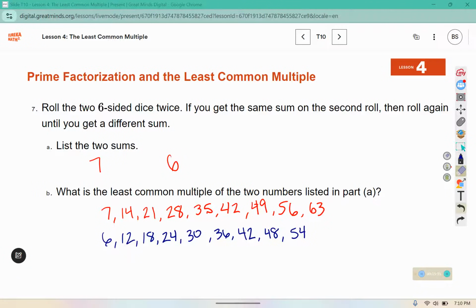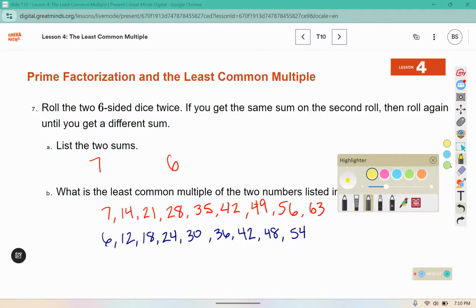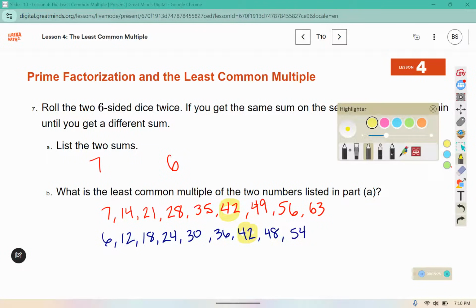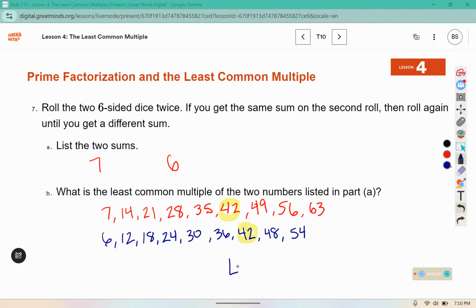And we'll find the ones they have in common. So the least common multiple is 42, which is 7 times 6.